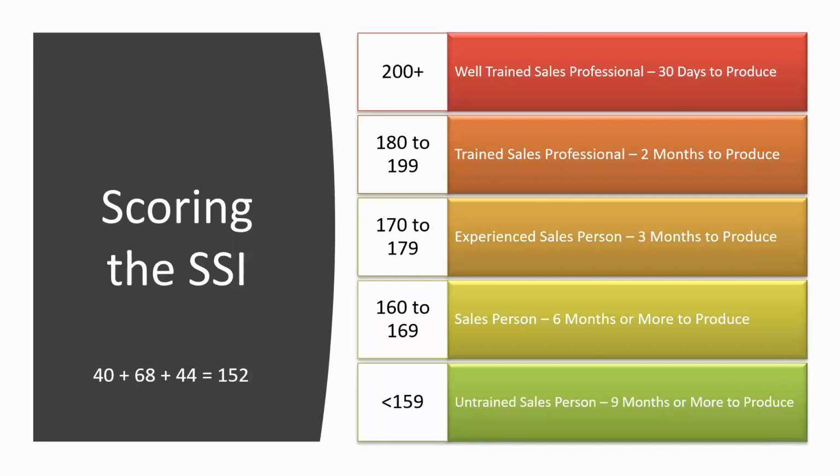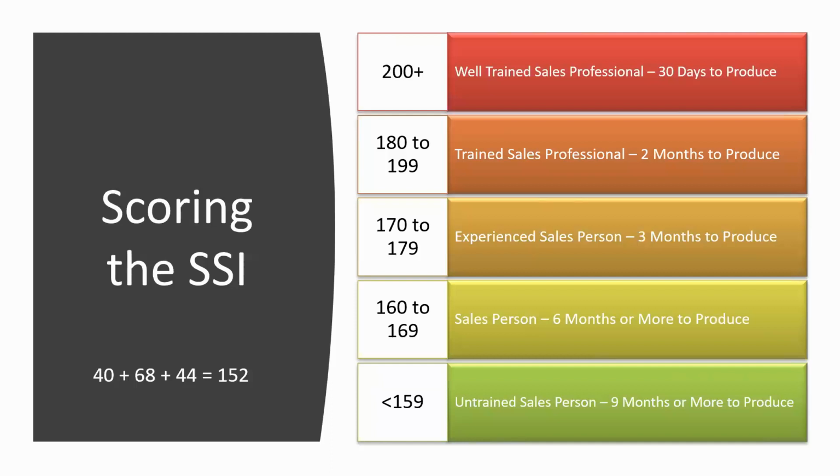Someone with 170 to 179 is an experienced salesperson. Maybe 3 months, and if you're hiring someone new that doesn't know you, that 3 months may be more of them understanding your products and services and your processes and how you price and bundle and all of the mechanics of sales, right? And feature and benefit of the things that you sell.